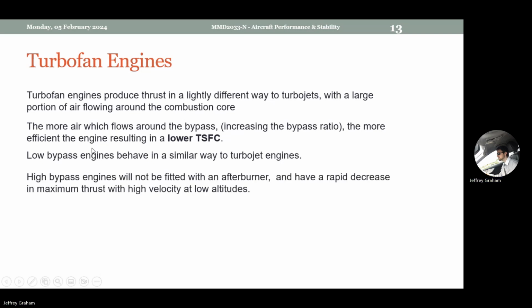All right. You can have two types, a low bypass engine. So this is where anything less than 5:1. Anything less than 5:1, so that's meaning there's your core, there's the bypass. For every 1 kilogram that goes through the middle, 5 kilograms have to go around the outside. So anything less than 5, we've got a model like a turbojet. As soon as you exceed 5:1, you've got what would be classed as turbofan.